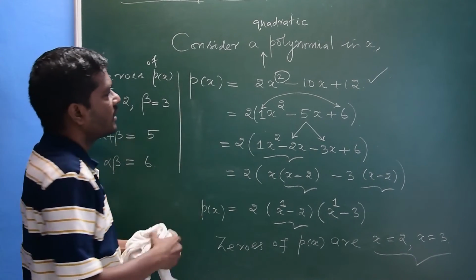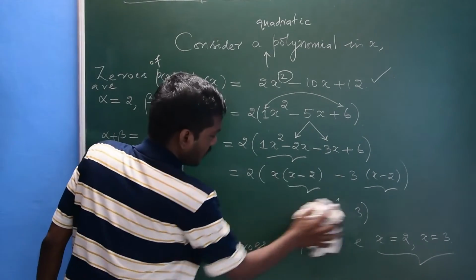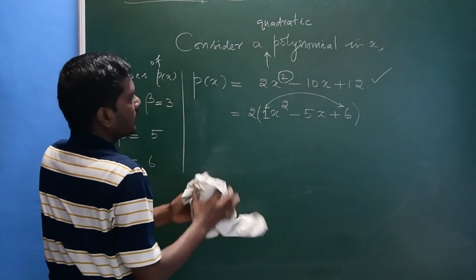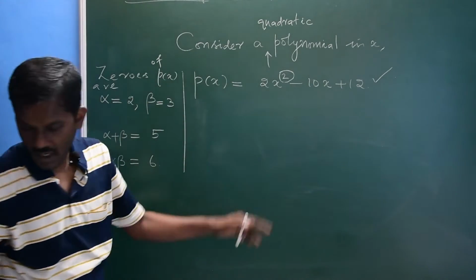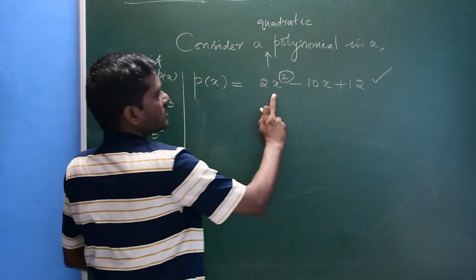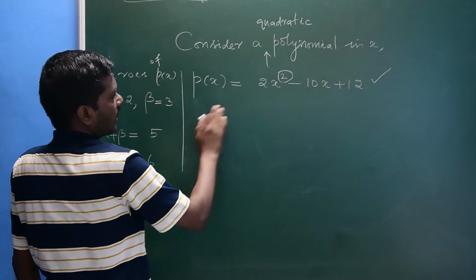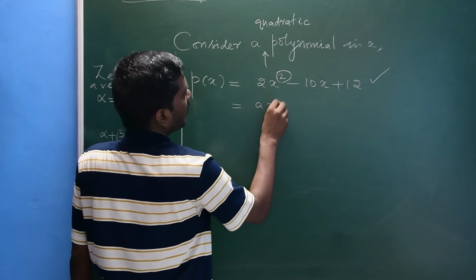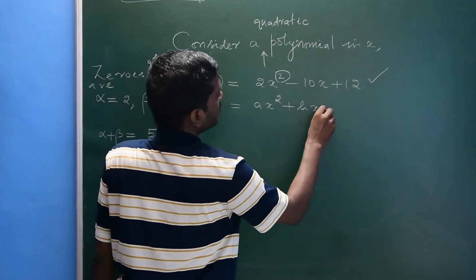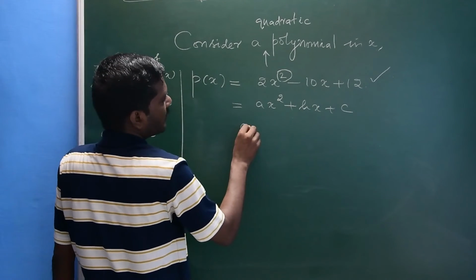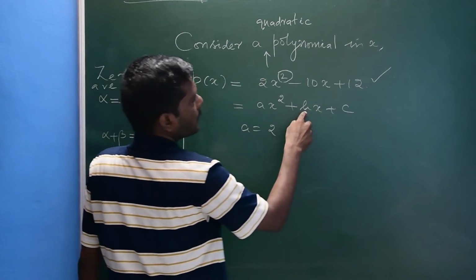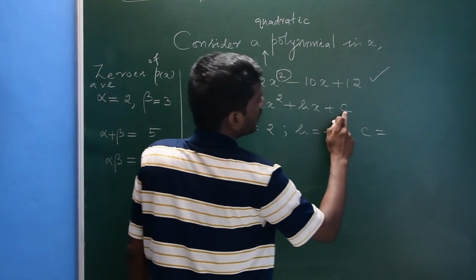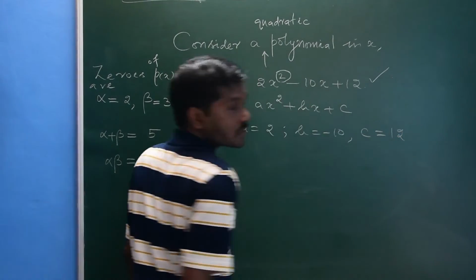Now, look at the equation carefully. Let us erase this. Look at the equation carefully. So this is the polynomial that we are given. Now what is a here? You can write the general quadratic polynomial, ax square plus bx plus c. Now when you compare this, what will happen? a is 2, b is minus 10, and c is 12.